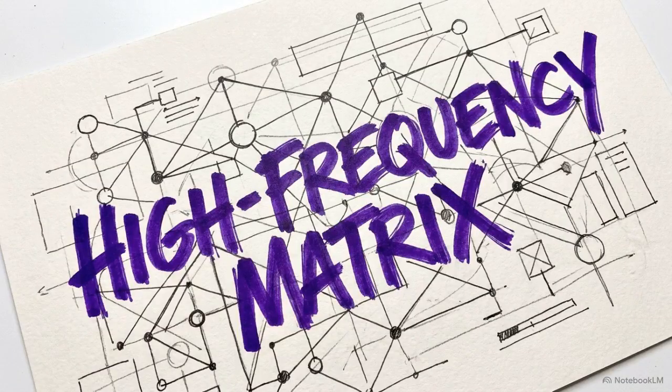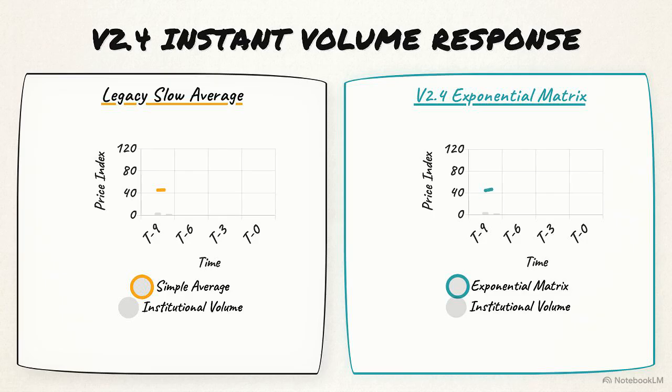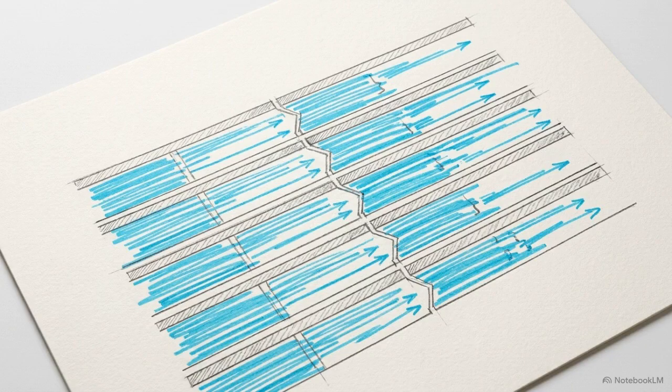The second backend upgrade is exponential fusion optimization. When attempting to calculate market compression, standard simple average filters are naturally sluggish, dragging their feet when volatility shifts. On the left, a slow simple average. On the right, V2.4's highly reactive exponential matrix responds instantly to the volume bars below. Watch, the ribbon escapes a compressed channel the exact millisecond institutional volume hits the order book. This exponential speed delivers the necessary reaction time.